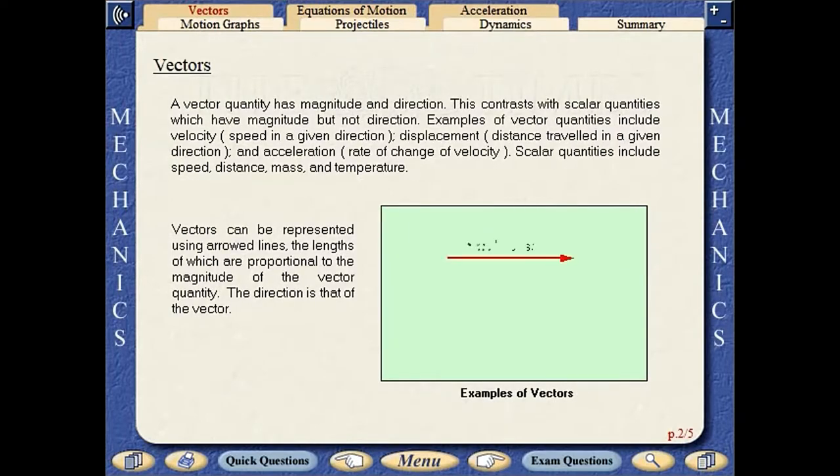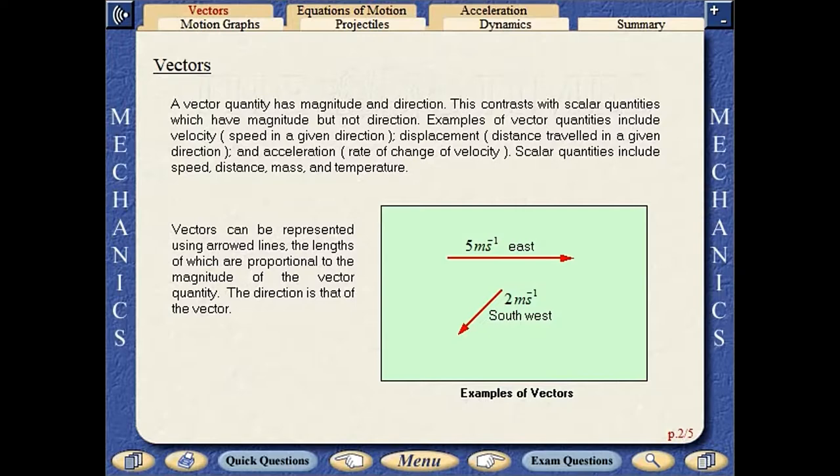A vector quantity has magnitude and direction. This contrasts with scalar quantities, which have magnitude but not direction. Examples of vector quantities include velocity, displacement, and acceleration. Scalar quantities include speed, distance, mass, and temperature.